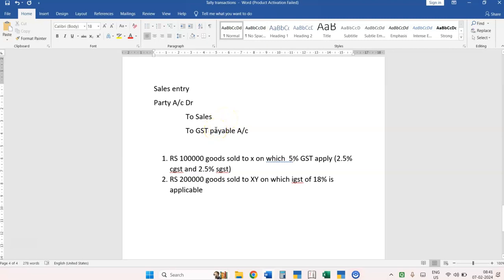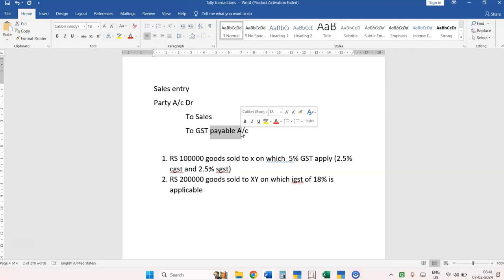And next, the GST payable account is required to be credited. Why? Because GST is our liability. Whatever you are collecting from your customer in the form of GST is required to be deposited with the government within the prescribed due date. So GST is your liability, and the GST account is required to be credited here. So what will be the entry? Party account debit to sales account and GST payable account.